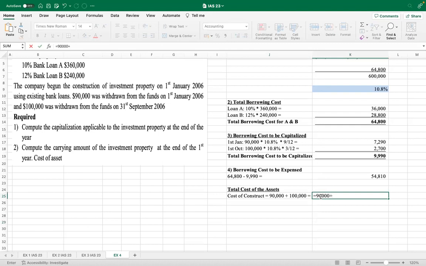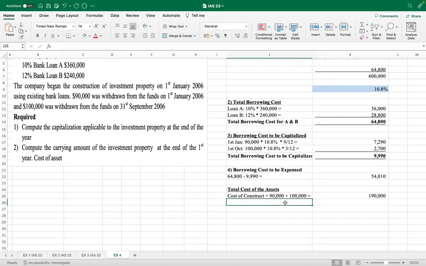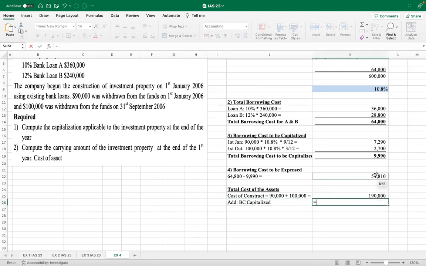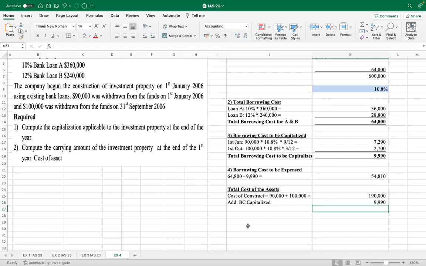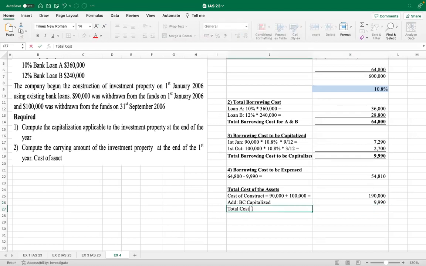90,000 plus 100,000, plus you add the amount capitalized. Borrowing cost capitalized. Sorry, borrowing cost to be capitalized was 9,900. So this is the total cost of the asset.